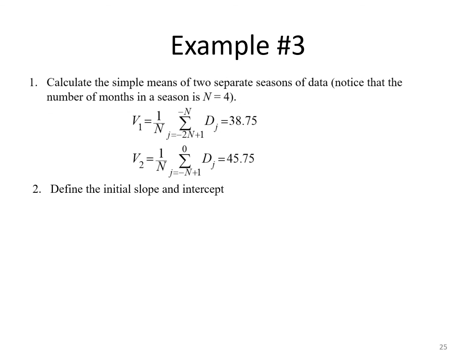Next, we will calculate the initial slope and intercept using very simple formulas. Here, G naught equals (V2 minus V1) divided by N, which is in our case 1.75. That's the initial slope. The initial intercept, S naught, equals V2 plus G naught multiplied by (N minus 1) divided by 2, which is in our case 48.375.